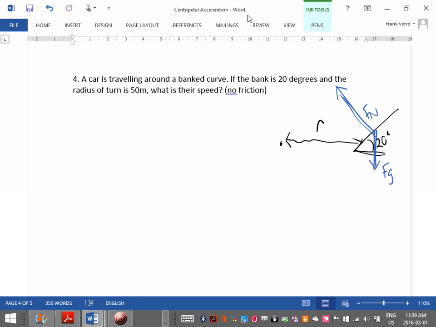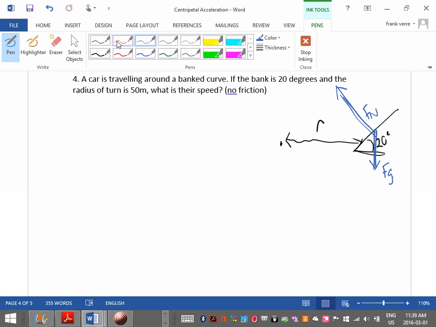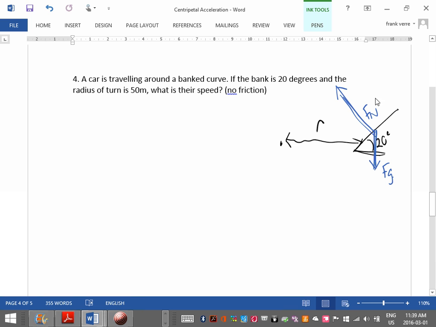Alright, so we would have to think that this component of the normal force has to be the same as this, right? This, which I'm going to label the vertical component of my normal force, has to be the same as the weight, right? Otherwise, what would happen? You would get acceleration in which direction? In the vertical, right? So if these two are the same, there is no acceleration up and down. Does that make sense? Okay.